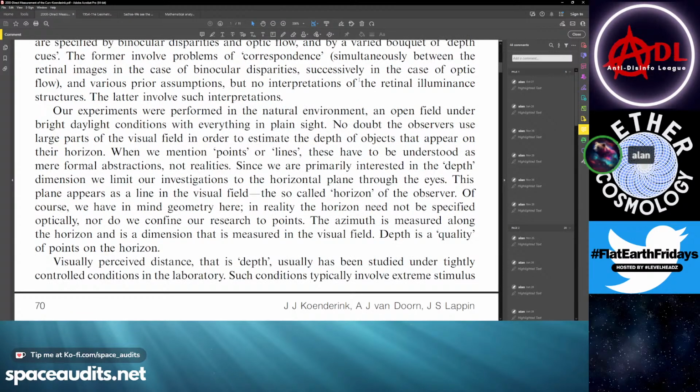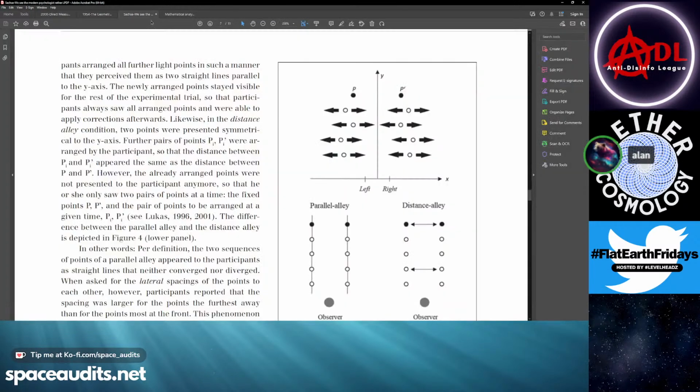Oh yeah, okay. So what they're talking about here, they're referencing the previous experiments done for curved visual space, which are the alley experiments. Now the alley experiments are super significant. Get into that here in a minute, but let me show you guys a diagram.